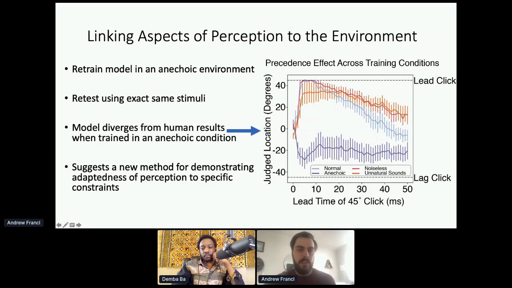And what's interesting is that it's only in the case where there are no echoes in the environment that the precedence effect really breaks down. Otherwise, it's by and large replicated. So this suggests evidence that the precedence effect is in fact an adaptation for localizing in an environment with reverberation. And it also suggests a new method for demonstrating adaptiveness of perception to specific constraints.